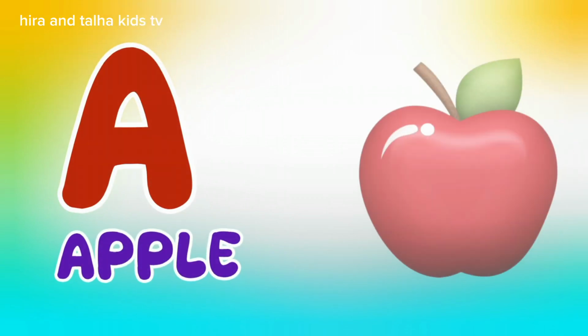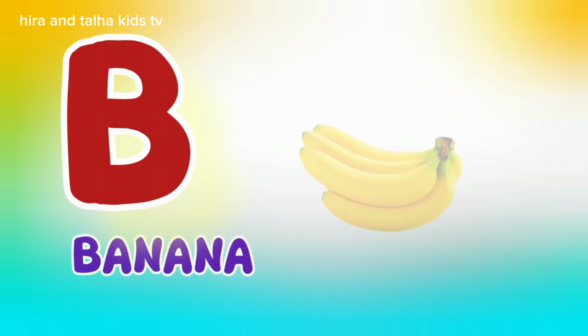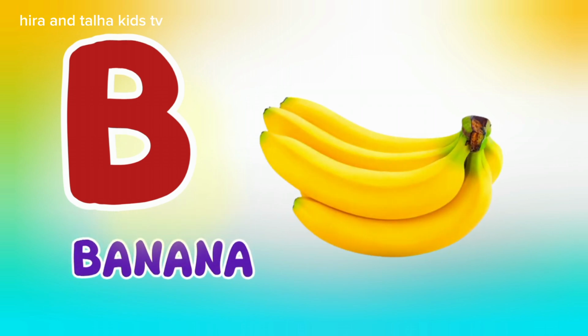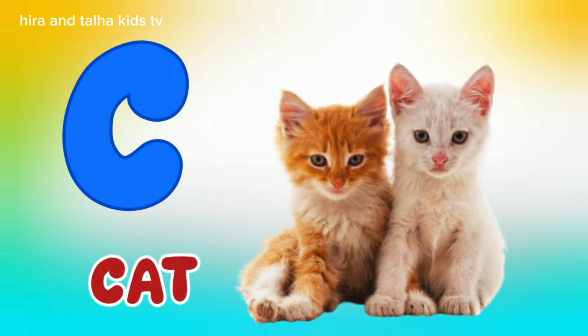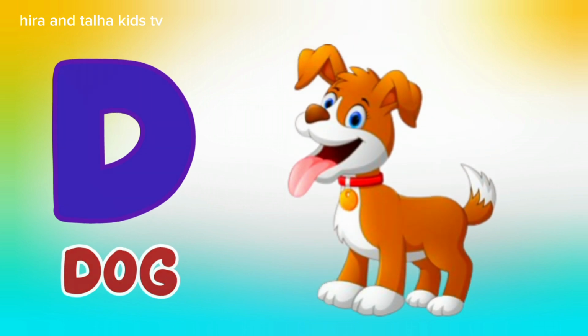A for apple. Apple means save. B for banana. Banana means kela. C for cat. Cat means billy. D for dinosaur. Dinosaur means dinosaur.